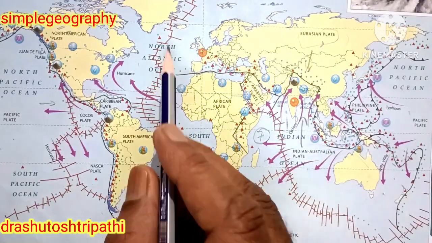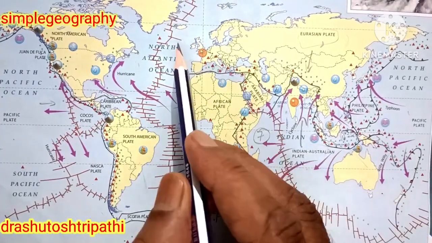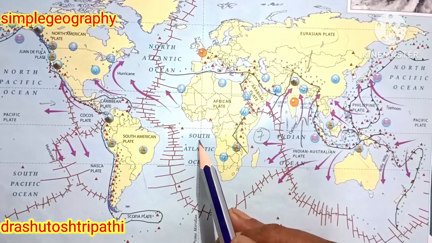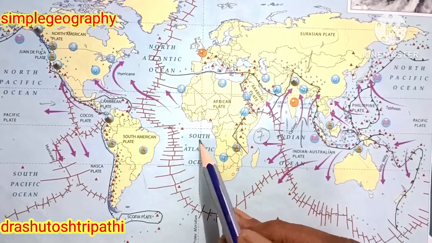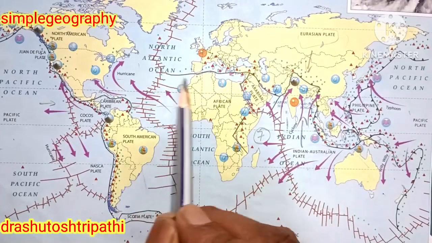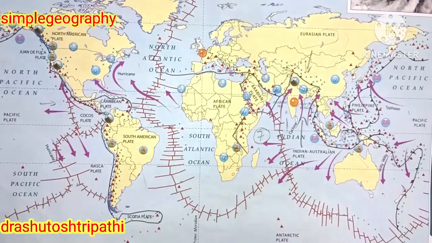Same as when the North American plate, South American plate, and African and Eurasian plates move against each other, frequent earthquakes come. So when there is a movement of plates, whether two plates collide with each other or move against each other, there is a chance of earthquake.